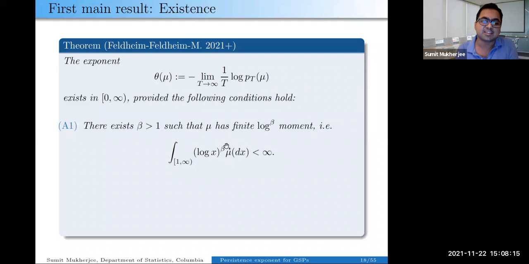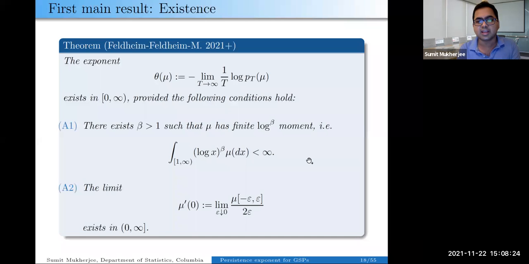So one is that there is a finite log beta moment. So we replace the beta moment assumption by the log beta moment. And the second is about mu prime 0. I'm not assuming that mu has a density with respect to Lebesgue measure, so mu prime 0 is just this limit: mu of (minus epsilon, epsilon) divided by 2 epsilon, and take a limit. This limit exists as an extended real valued number. So these are the two assumptions. Under these two assumptions, you will have an exponent. And I'll try to convince you that these are pretty mild assumptions as we go on.